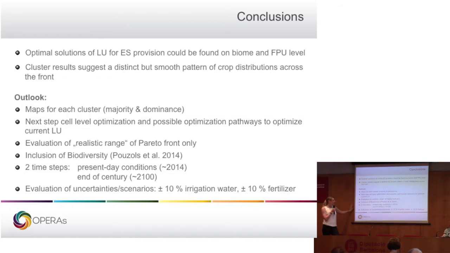Then we think about including an index, a value of biodiversity, because there was just a paper coming out that would allow us to color each point on the Pareto frontier based on the biodiversity value that it has. And finally, we want to do this on 2 time steps. Everything you saw now is for present day conditions, but we also want to do that for the end of the century and see how the front changes, for example, under climate change, where we have different conditions. And we could evaluate some uncertainty scenarios. What would happen if we have 10% plus minus irrigation water or fertilizer?